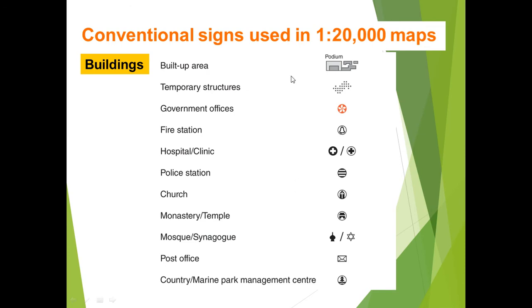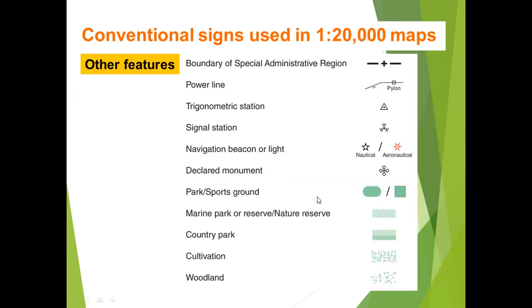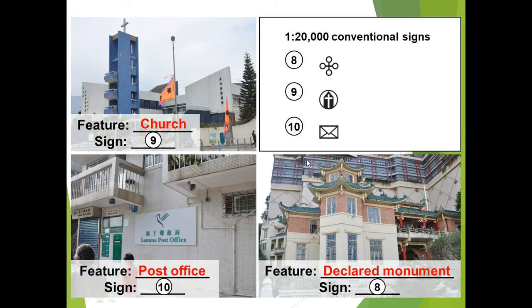But some symbols may need further explanation or special attention. For example, right here, there are three examples. Number nine, I bet this must be one of the easiest ones, because you can see a building in the middle and a cross there, so it must be a church. For conventional sign number 10, you can see an envelope there. What kind of building will be represented by an envelope? That must be a post office. So these two are not that difficult, right? Over 90% of them can be recognized easily because they are just common sense.